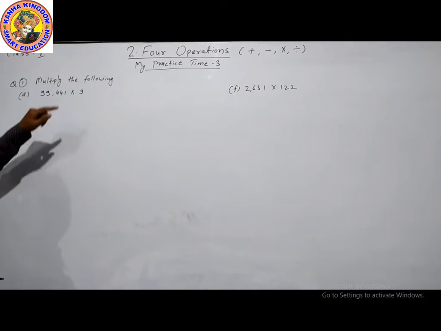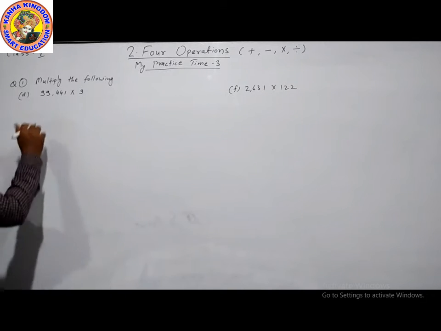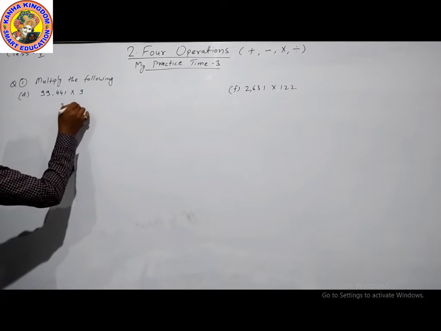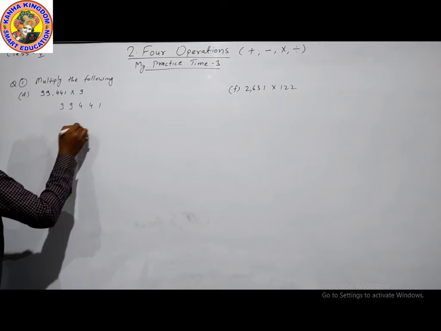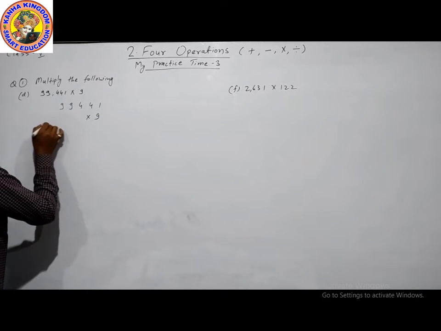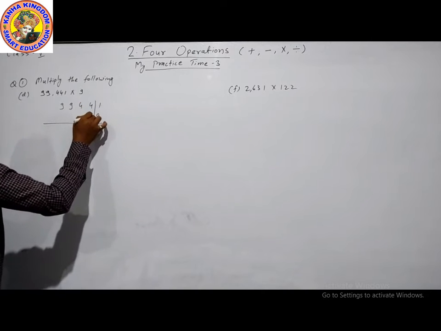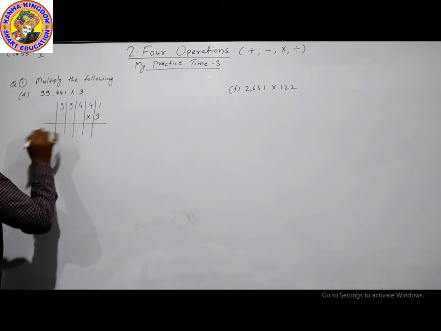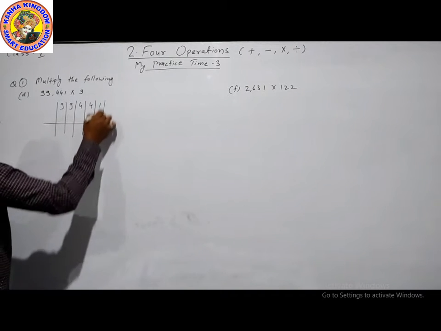Our first question is multiply the following. Part D. Here are the numbers which are multiplied by 9. Now we will draw a table like this.